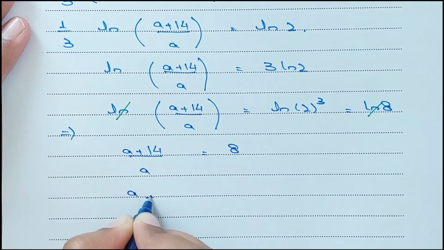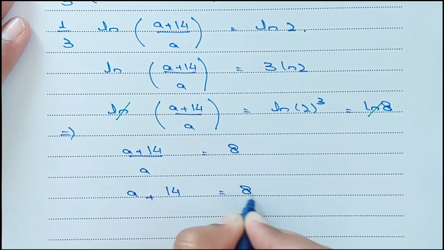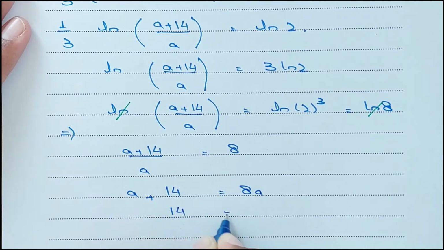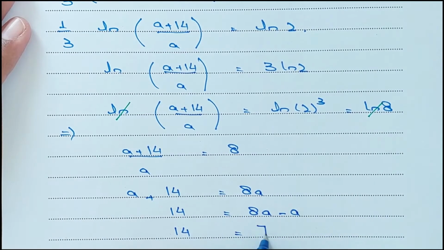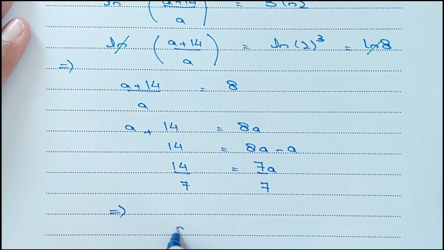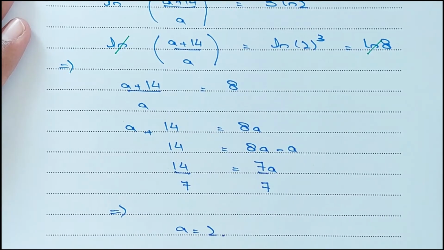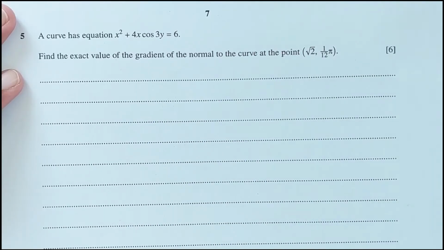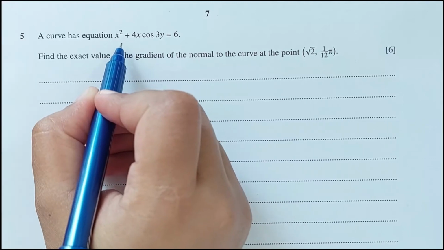Cross multiplication, a plus 14 equals 8a. So 14 equals 8a minus a. 14 equals 7a. Dividing by 7 on both sides, a equals 2. a is a positive constant, so its value is 2. Question number 5. A curve has equation this.